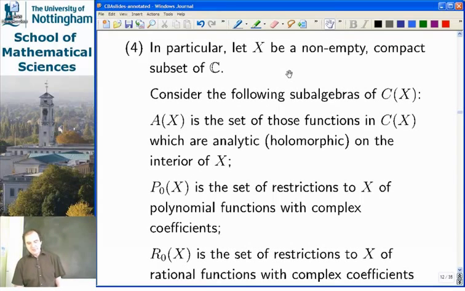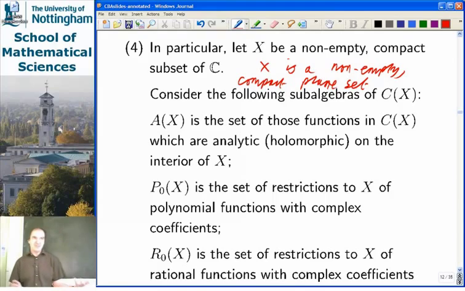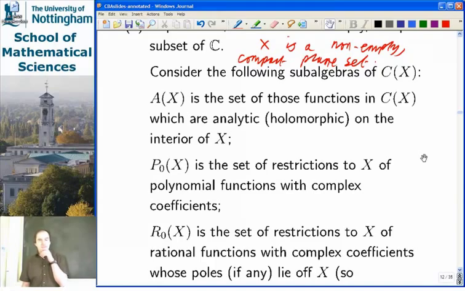Here's a good source of examples. You take a compact subset of the complex plane. Another way of saying that is x is a compact plane set. Plane set means it's in the complex plane. Then here are some nice examples.